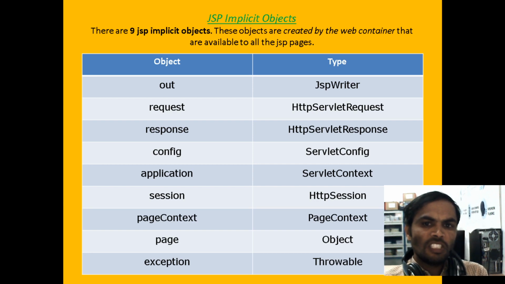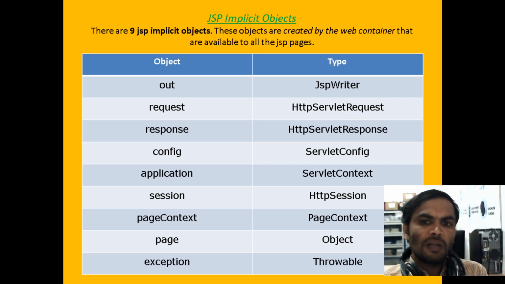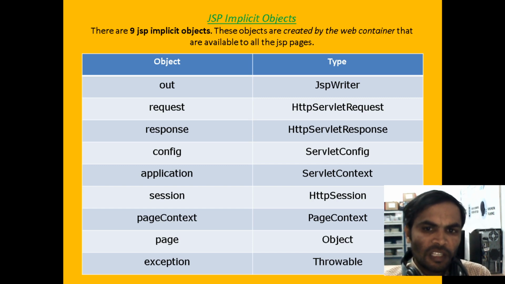If you compare JSP and servlets, under servlets, with the help of the servlet program, if you want to display the output on the browser, we have the PrintWriter class. This PrintWriter class is the return type of the getWriter method. This getWriter method is available under the ServletResponse interface. With the help of the getWriter method, we display the output on the browser.